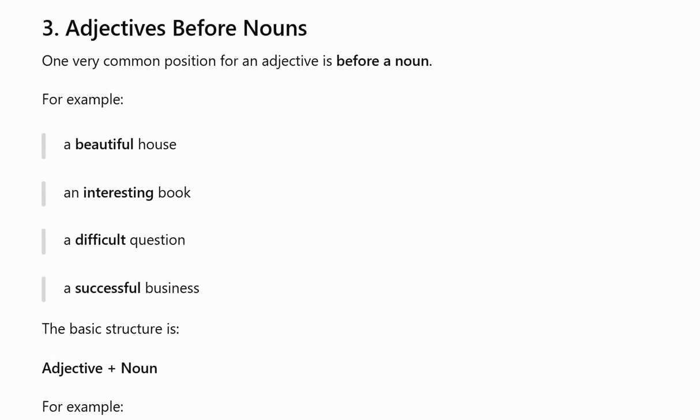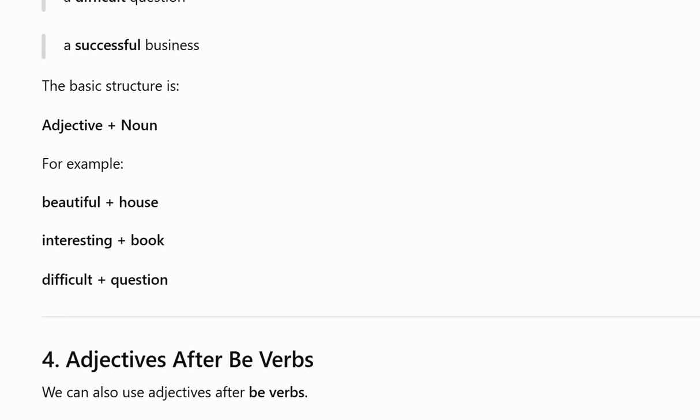Adjectives before nouns. One very common position for an adjective is before a noun. For example, a beautiful house, an interesting book, a difficult question, a successful business. The basic structure is adjective plus noun, for example, beautiful plus house, interesting plus book, difficult plus question.